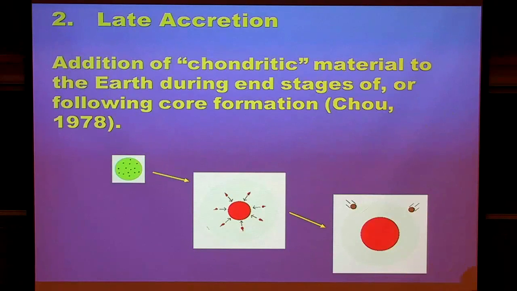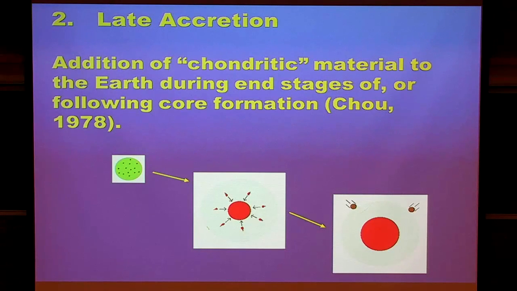The second idea, which I'll talk more about on Saturday, and is my favored candidate for this, but it's by no means proven, is late accretion. That's a concept where you form the Earth, you segregate the core. At some point, core segregation ends. And then you add some chondritic material to the silicate portion of the Earth, buffering up the concentrations of these elements, and defining the mantle then as having chondritic relative abundances of these elements.